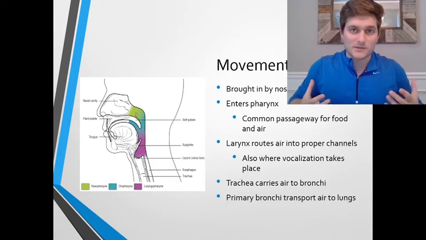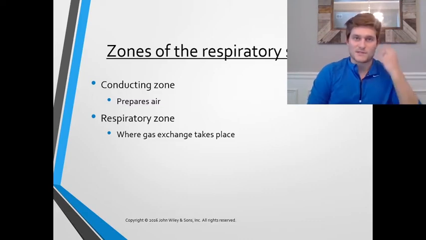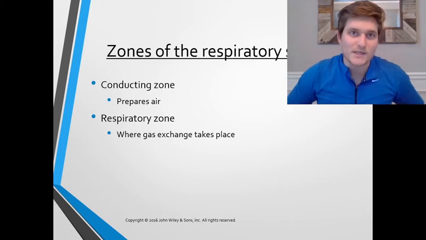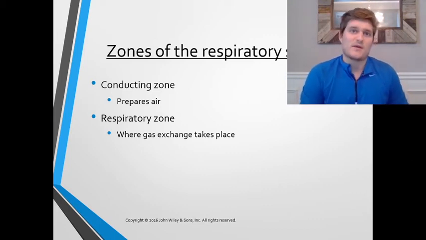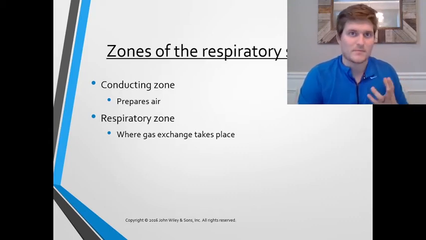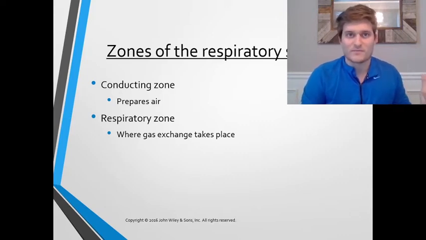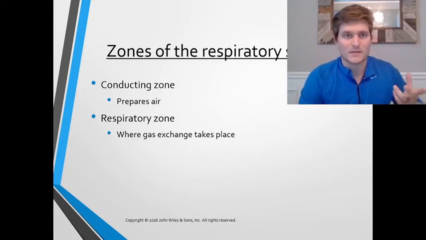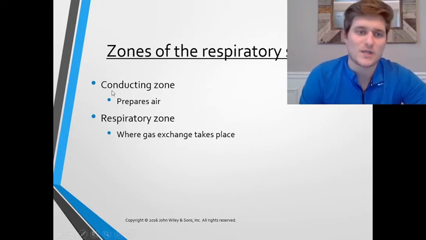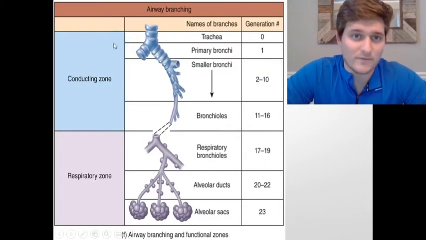We have two different zones of our respiratory system: the conducting zone, which consists of the nose, the pharynx, the larynx, the trachea, the bronchi, the bronchioles. This area of the respiratory tract is going to prepare the air, and that means warm and humidify the air to prevent damage to the cells within our lungs. But where the exchange of O2 and CO2 is going to take place, that is called the respiratory zone. Here we can see the breakdown of those two zones.